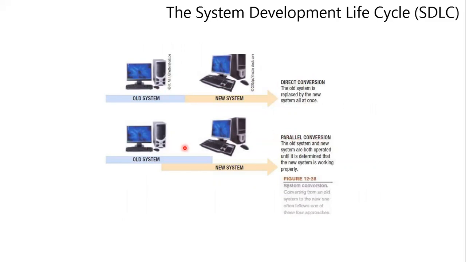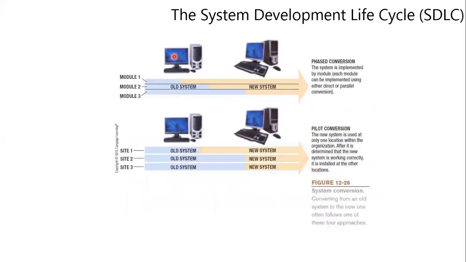Then parallel conversion: the old system and new system are both operated together until it is determined that the new system is working properly. Module 1, Module 2, Module 3, and the old system in phased conversion: the system is implemented by module. Each module can be implemented using either direct or parallel conversion. Either some features of the old system are replaced one by one by the new system, either both work in parallel, or they are directly replaced.